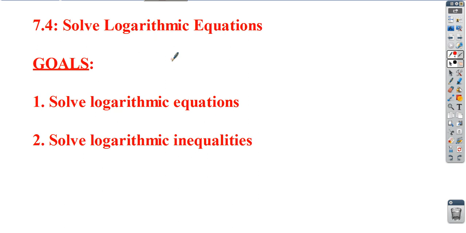Alright, so section 7.4 is on continuing with logarithms and specifically solving equations using logarithms. So that's basically the two things we want to do, is solve equations and then solve inequalities, which are pretty much done the same way. There's just a slight variation when it comes to restricting the domain.